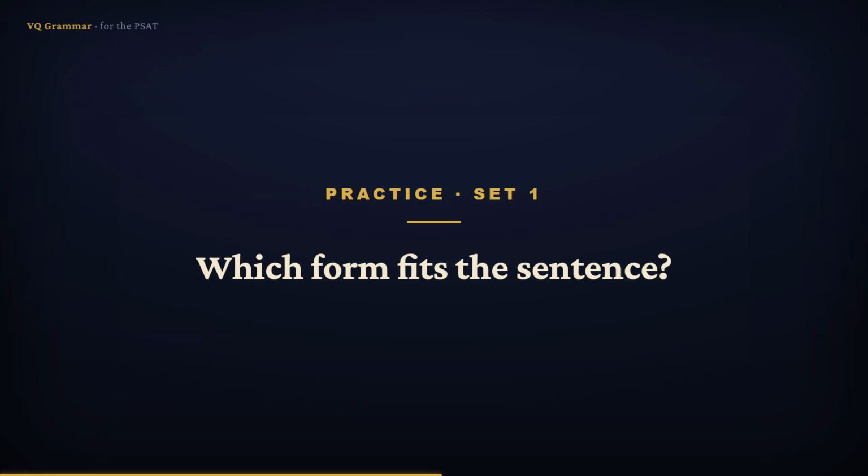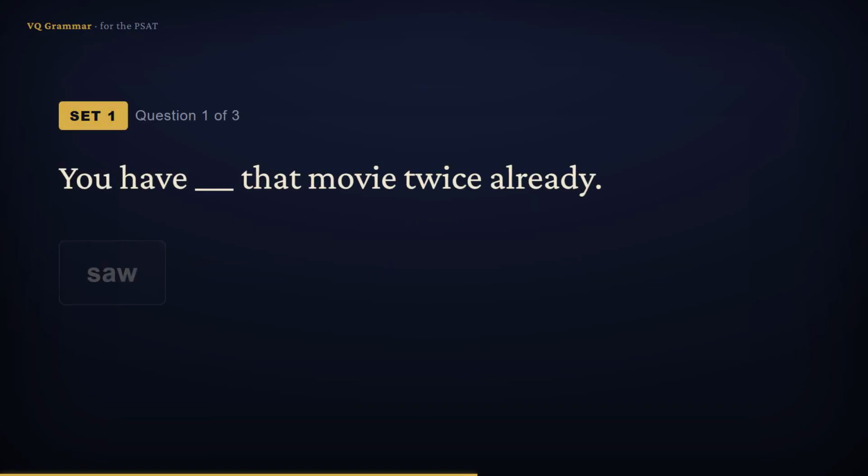In this first set, pick the form that fits the sentence. Watch for a helping verb, have, has, or had. If you see one, the answer is the participle. If there's no helping verb, use the plain past. Pause and try each one before I answer.